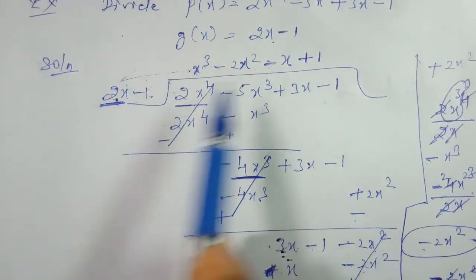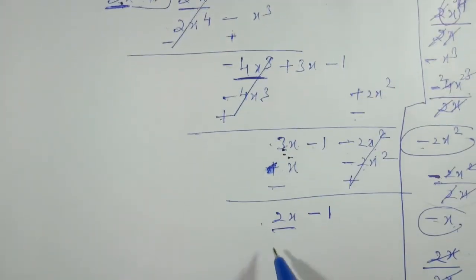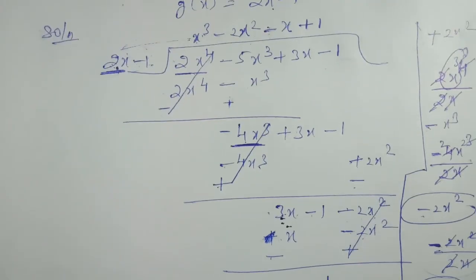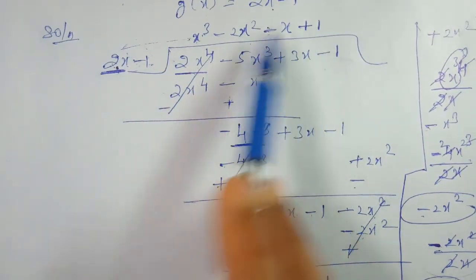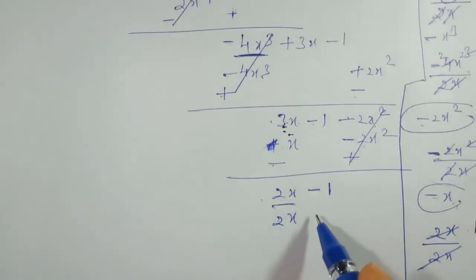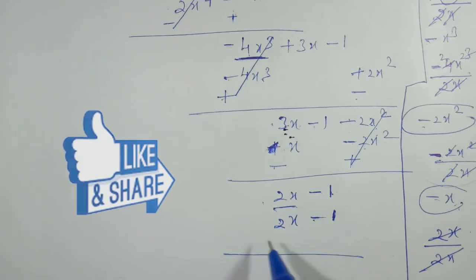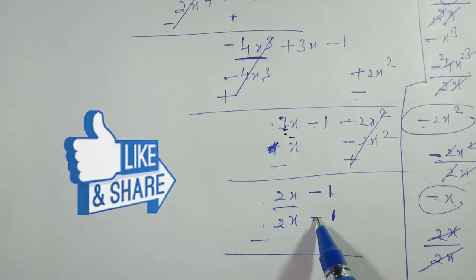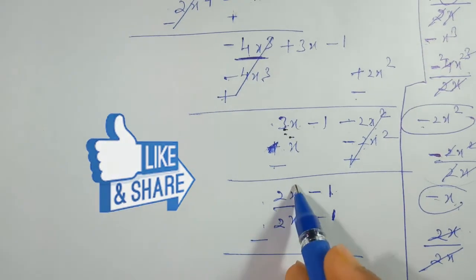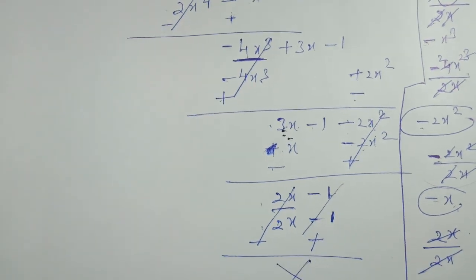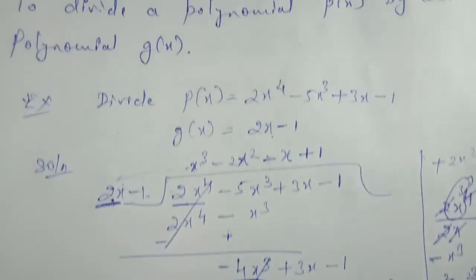When we multiply plus 1 by 2x, we get the same term, that is 2x. Then plus 1 into minus 1 will give minus 1. We get minus 1, a term without variable, so we write it below. It is positive, so negative sign. It is negative, so positive sign. This will be cancelled, and this will be cancelled. In total we get the remainder 0. So this is the way we can divide. Thank you.